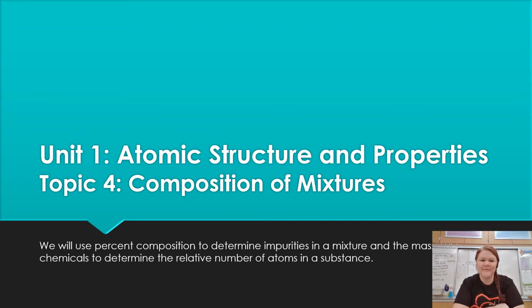Hi guys, we're going to continue Unit 1, Atomic Structure and Properties, and take a look at the composition of mixtures. So how do we analyze the amount of chemicals in a mixture? We'll use percent composition to determine impurities in a mixture and the mass of the chemicals to determine the relative number of atoms in a substance.